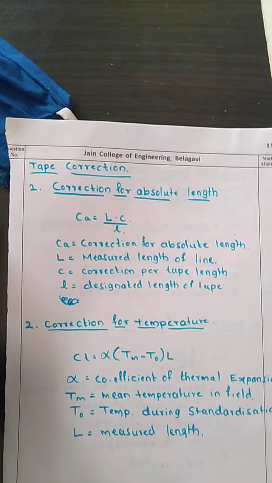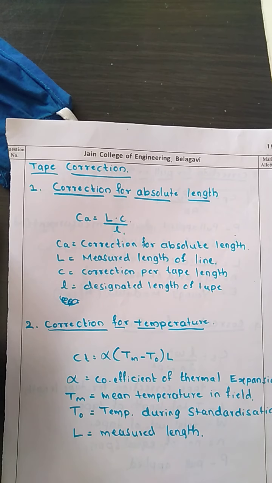So there are various steps available for correcting the measured length. Here we have the correction for the absolute length, the correction for the temperature, then the correction for the pull or tension, or the correction for the sag. Then we have a correction for the slope or vertical alignment. These are called tape corrections.